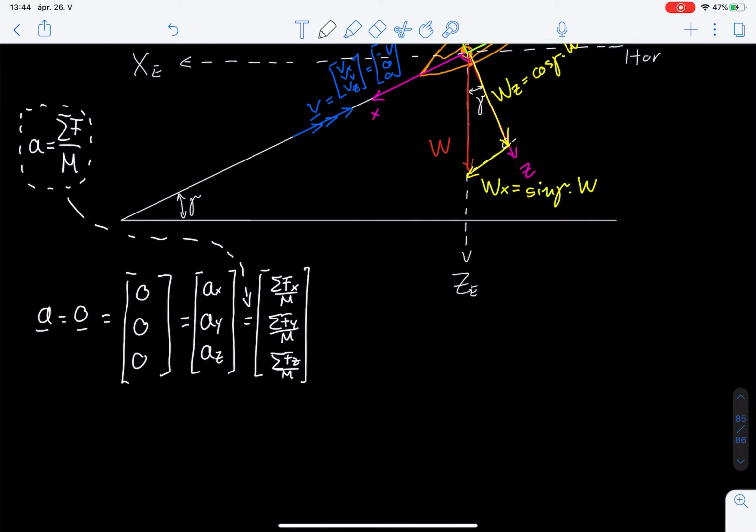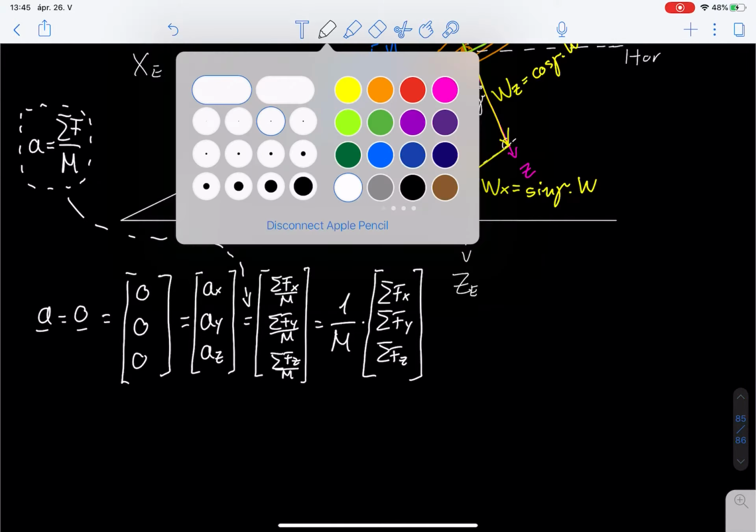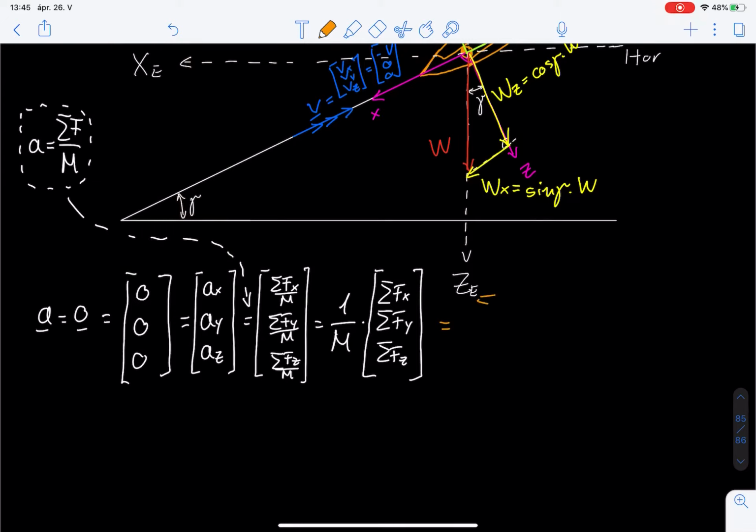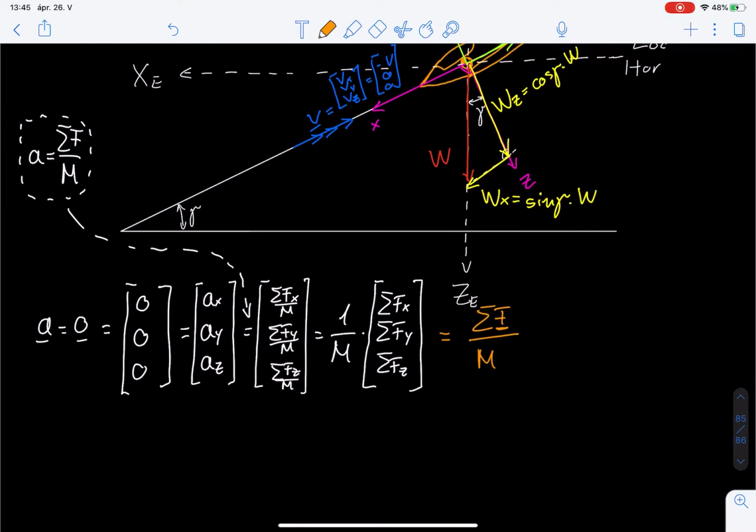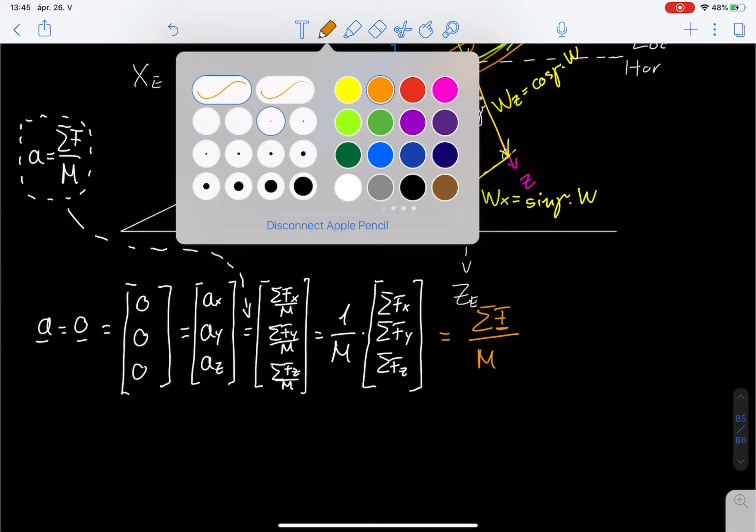Right, and so therefore we can see that we have to divide by the mass in every single component of the vector, so we can factor out that 1 over mass, and what that's going to leave us with is a vector with the sum of the forces, right? Sum of the forces in the x direction, sum of the forces in the y direction, and sum of the forces in the z direction, which basically equals the form like the sum of the forces vector over the mass, which is a scalar, basically, right? So it's the same exact form.